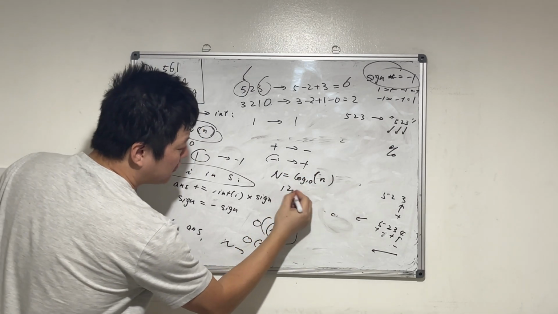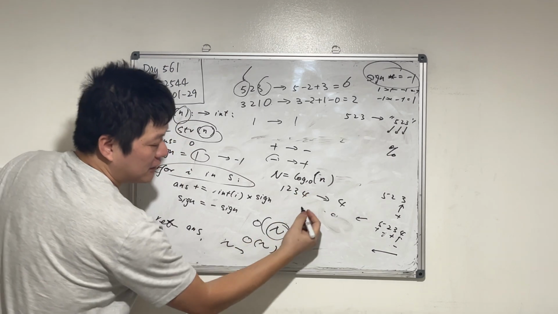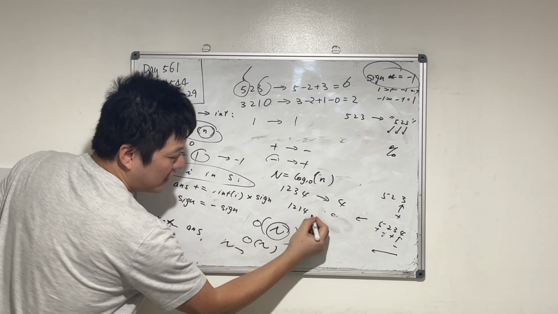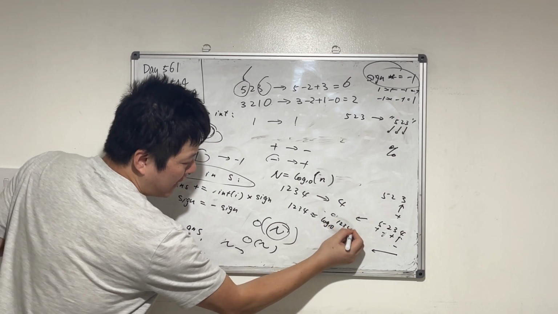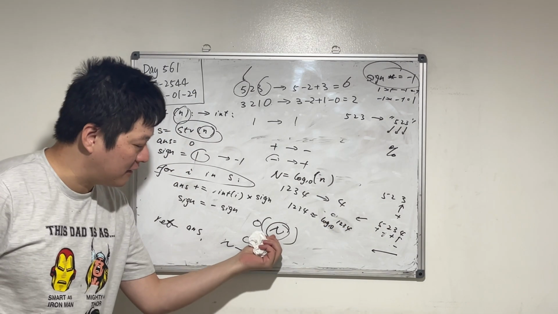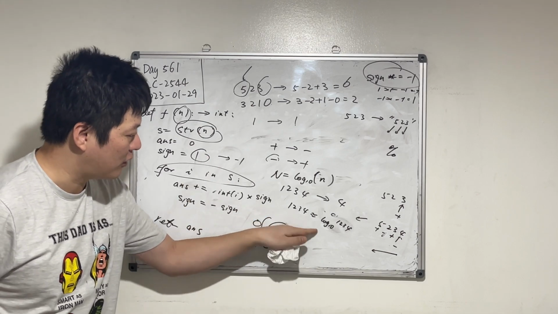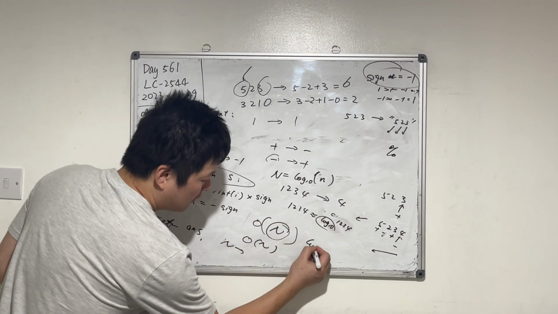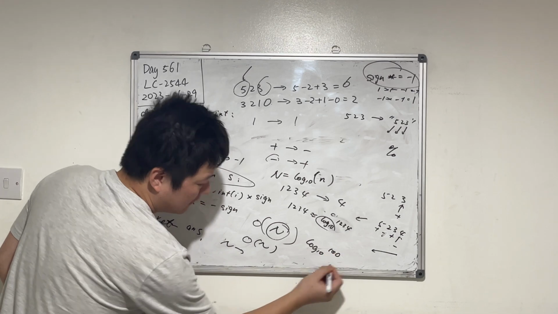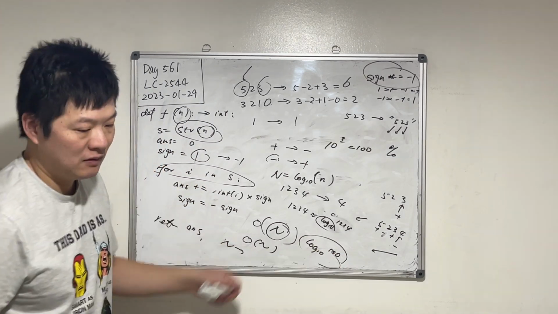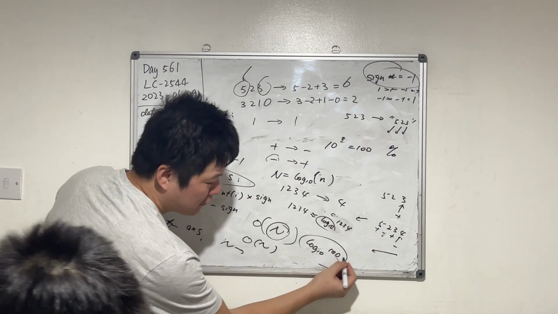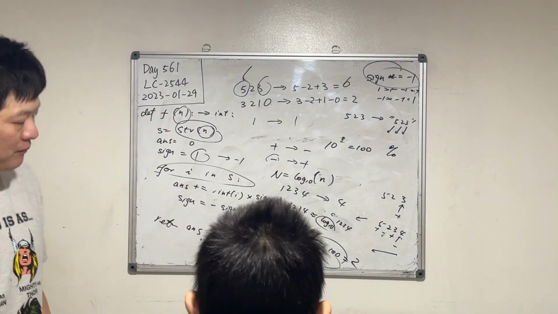Look, because for 1, 2, 3, 4, how many digits? 4 digits. So 1, 2, 3, 4 is the input scale of log base 10. N is the number of digits. Log base 10 of 100: what's this number? 10 to the what power equals 100? 2. Log base 10 of 100 equals 2. Okay? Make sense?